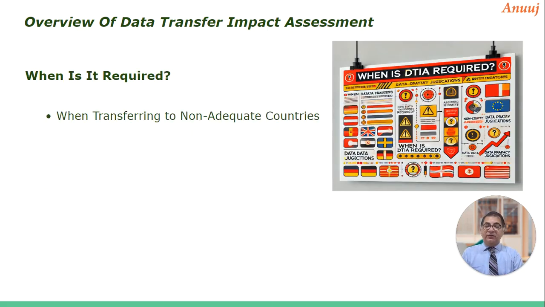When is this required? Well, when you are transferring your information to non-adequate countries. And let me specify this again: non-adequate does not mean that the country is small or big or has poor network connectivity or poor technology. Non-adequate for us in terms of data privacy is a country where they are still not very strict on taking care of the personal information or the privacy of the personal information of data subjects or users.